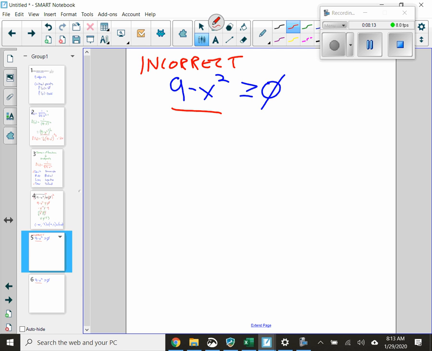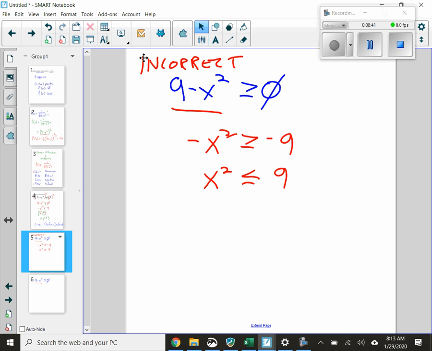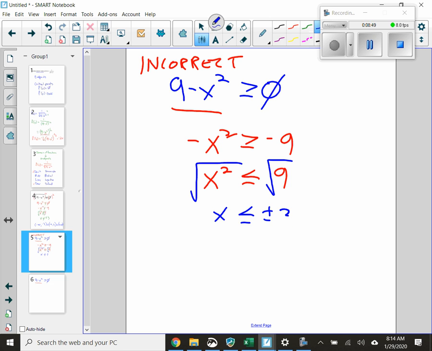So what people want to do is they want to look at this and say, okay, I have this inequality. So I'm going to subtract 9 from both sides, and I get negative x squared greater than or equal to negative 9. And then I'm going to multiply both sides by negative 1. And you know, when you have an inequality and you multiply by negative 1, you have to flip the inequality sign. So I'd have x squared less than or equal to 9, and then take the square root, and I would get x less than or equal to plus or minus 3.